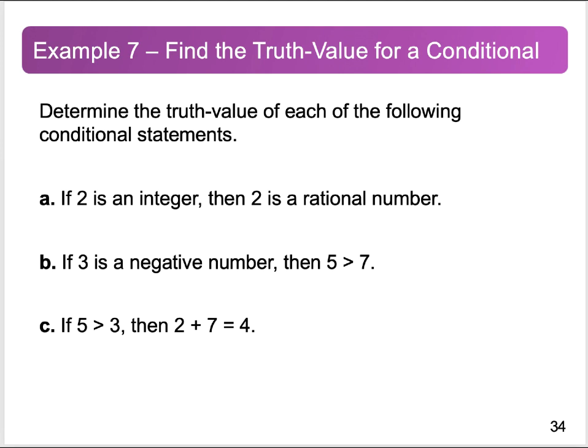Then in C, if 5 is greater than 3, then 2 plus 7 is 4. Well, here 5 was in fact greater than 3, but 2 plus 7 is not 4. So here you had a true statement, but then you had a false statement. Overall, this is false because you met the condition for the antecedent, but then the conclusion or the consequent wasn't true. So logically, that is a false statement.